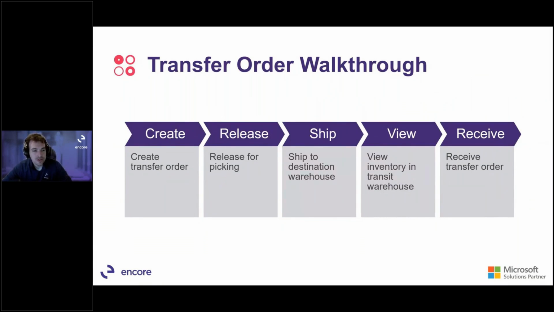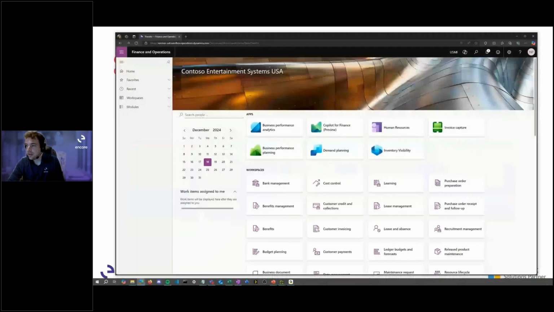We'll go through the process of creating a transfer order, of releasing that order for picking in the warehouse. We'll go through shipping that order to the destination warehouse. We will look at the inventory as it is in transit to the warehouse, and then we will receive the transfer order at the destination warehouse.